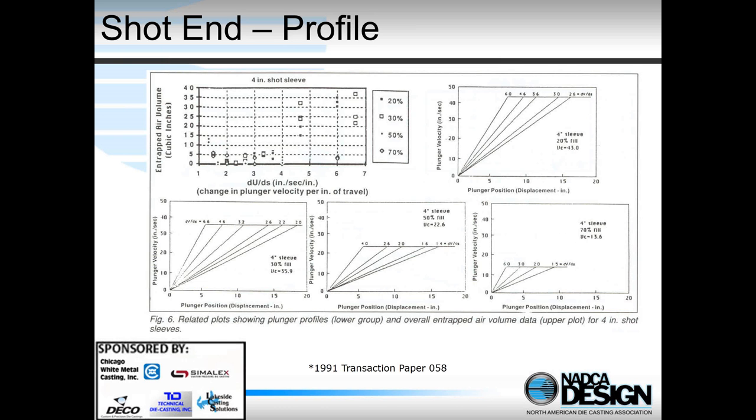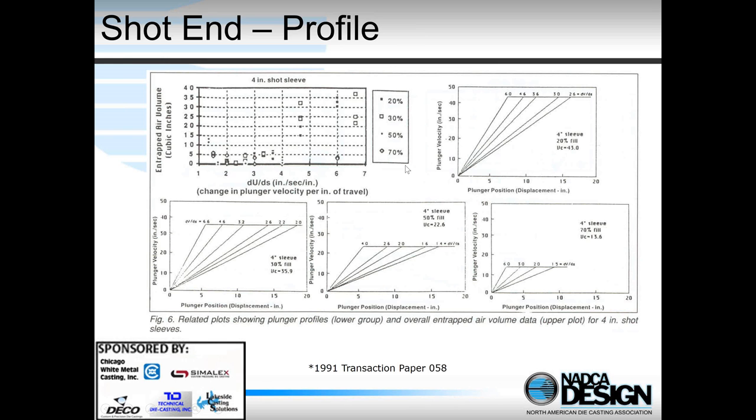Now this is kind of a busy slide, but I think we just need to concentrate on the top left. What it's talking about is the effect of the acceleration rate from the slow shot, from stationary up to the slow shot. And it's also showing the effect of shot sleeve filling on that parameter. And so here we're showing 70% shot sleeve fill. So we put enough metal in the shot sleeve for 70%, or maybe we put enough metal only for 20%.